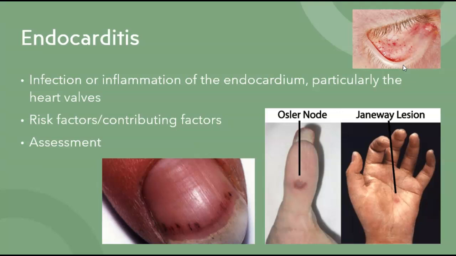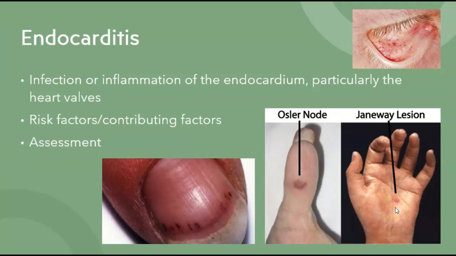Splinter hemorrhages in nail beds, those are black longitudinal streaks. You can see a picture down here of these splinter hemorrhages. Non-tender macular lesions, which are like flat reddish spots on the palms and soles. These are known as Janeway's lesions, so you can see it right here on the very right. You'll get these small, non-tender lesions, like flat reddish spots. That's going to be on the palms and the soles of the feet.